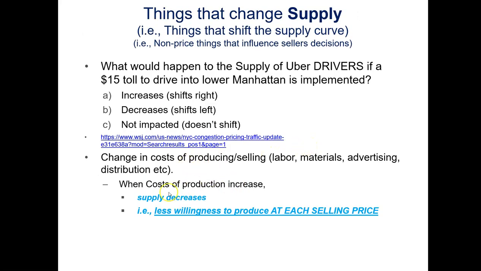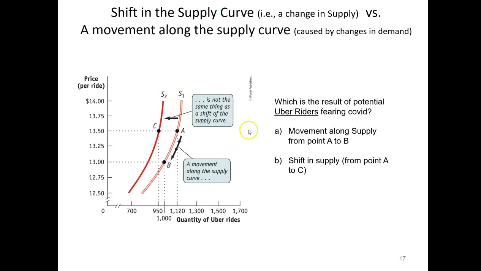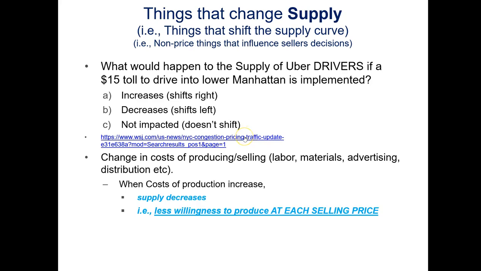So when cost of production increases, supply decreases, shifts to the left, right? Like this S1 to S2. Or if cost of production decreases, right, like gas prices go down, for example, the supply at any given selling price would increase. So it shifts the other way.